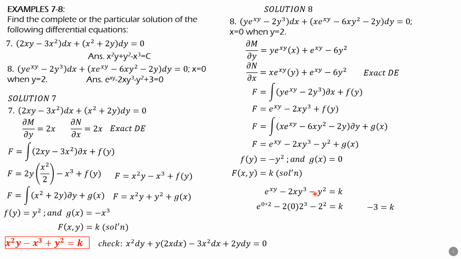Then we substitute here, transpose k to the left. So e to the xy minus 2x y cubed minus y squared plus 3, because this is negative 3 transposed to the left, so plus 3 equals 0. So that's the answer. Then again, to check what the constant of integration is, it is here, 3.